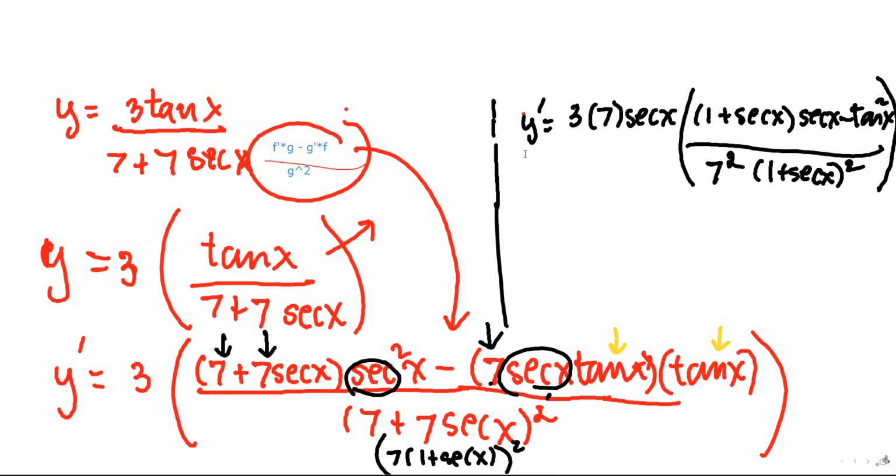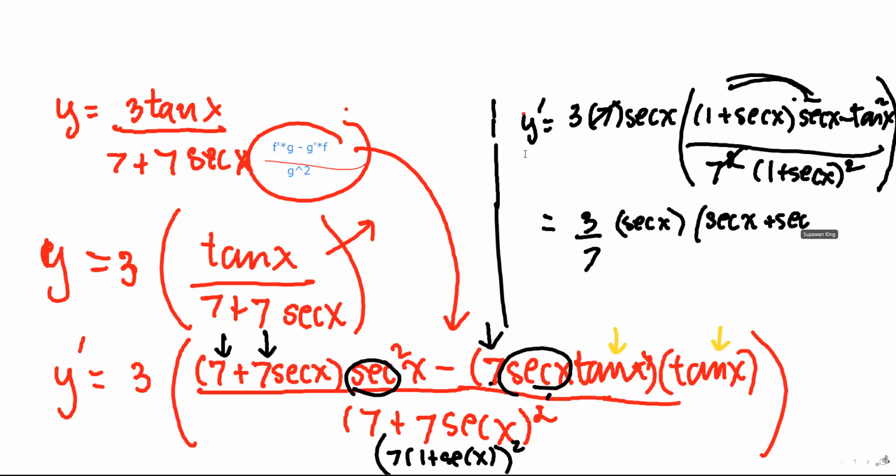Question at this step? Okay, yeah, I saw Jeff said 7. Yes, thank you. And then to clean up, you see 7 here and 7, one factor 7 can be canceled. So we have 3 over 7 as a number, and the numerator, you can clean up by multiplying secant x to both terms, and one secant here, secant x, and you have secant x plus secant squared x minus the tangent squared x as a numerator, divided by quantity 1 plus the secant x, all squared.